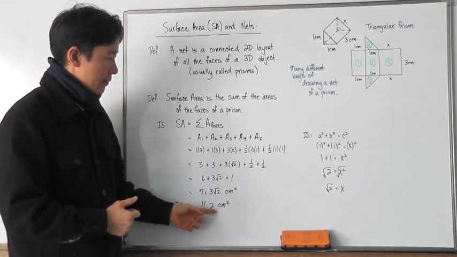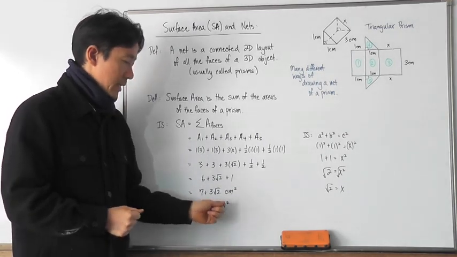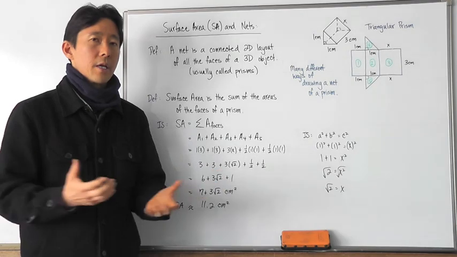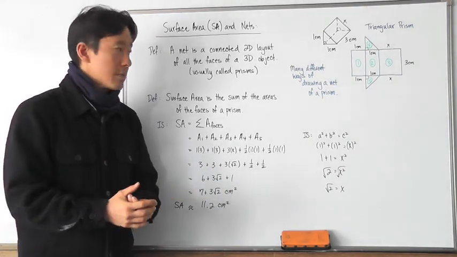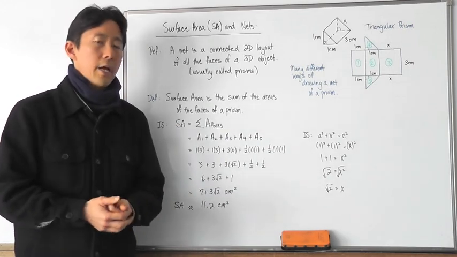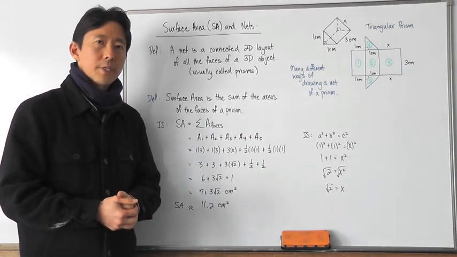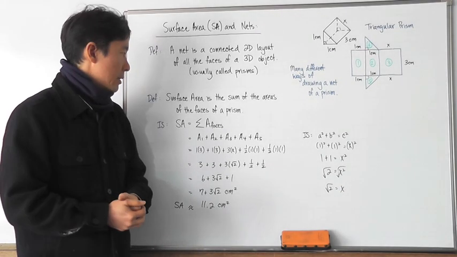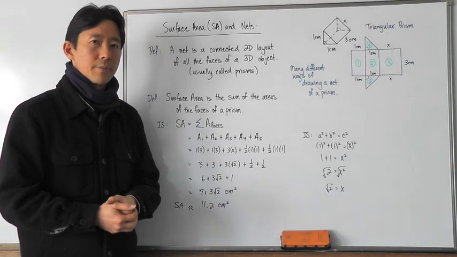We can simplify and come up with the surface area and make sure that it is in square centimeters, because again, we're measuring area. Okay, so we'll take a look at some of these. We'll also, of course, practice how to draw some of the nets that we have for particular prisms, and we'll see if we can determine what the surface area is for those prisms.